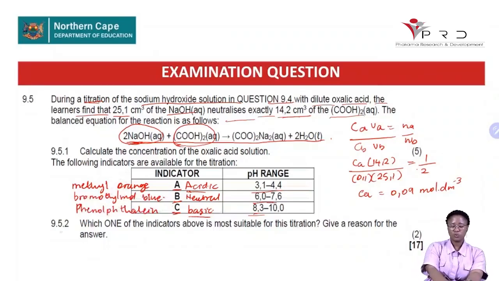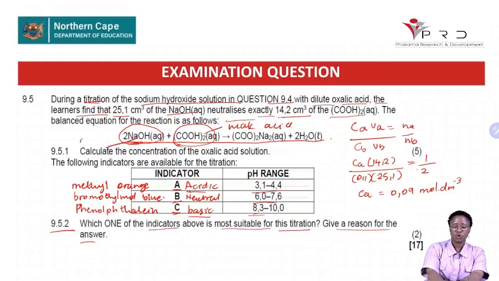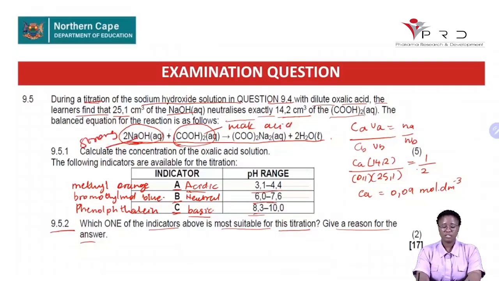Now, let's quickly look at 9.5.2. It says, which one of the indicators above is more suitable for this titration? Give a reason for your answer. For this titration, we have reacted a weak acid, okay, with a strong base. So a weak acid with a strong base, what type of indicator we are going to use? We are going to use a phenolphthalein. Okay, why phenolphthalein? Because we have a strong base with a weak acid.